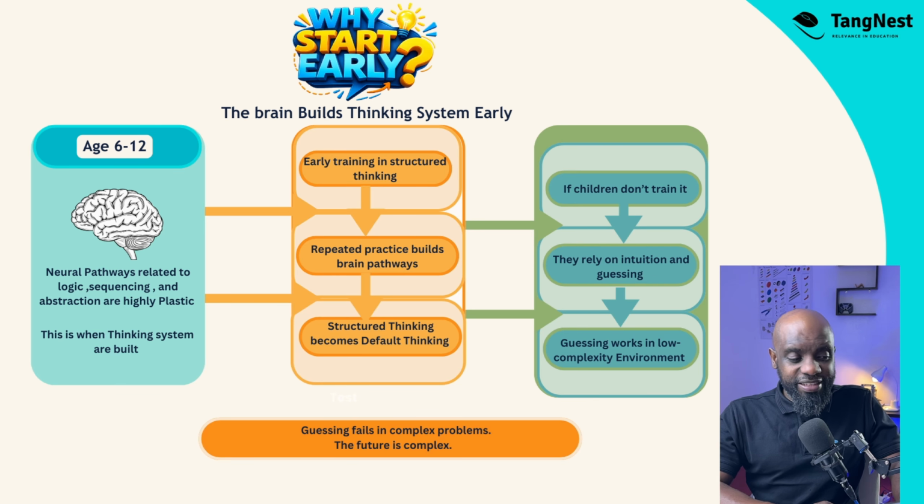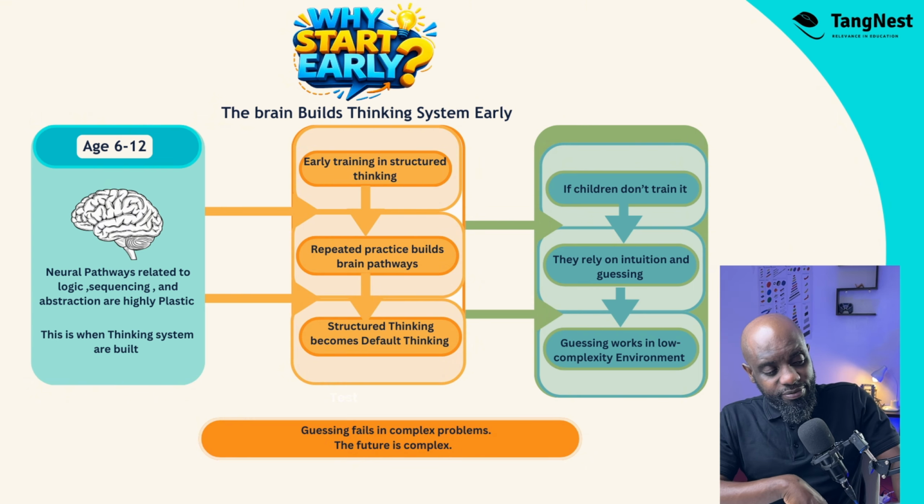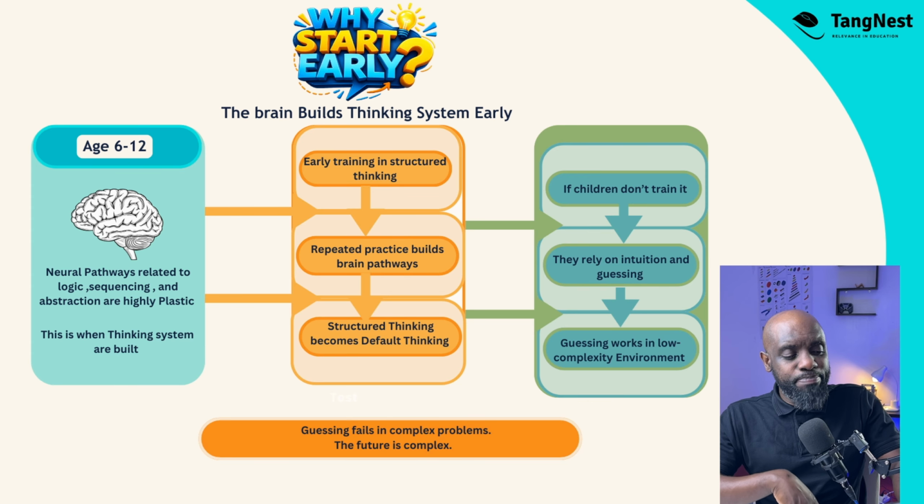And now, as a parent, you have 2 options. The first option, early training in structured thinking. If you choose this one, your kid practices repeatedly, and through that repeated practice, the brain builds strong pathways. Over time, structured thinking becomes their natural way of solving a problem.